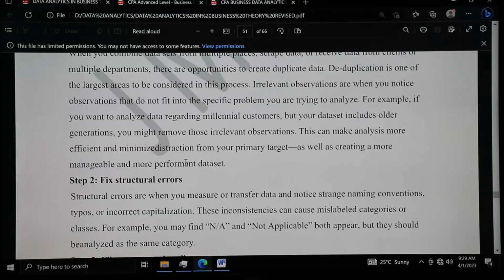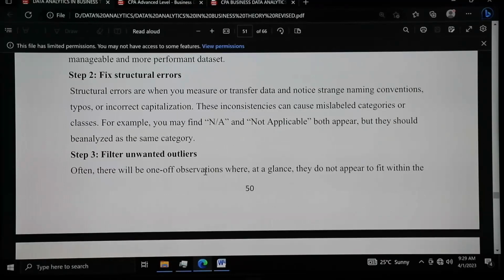Then fixing structural errors, errors that probably were incurred during data entry. Structural errors are when you measure or transfer data and notice strange naming, conventions and typo errors, like those we often get even in Excel. So when you fix such errors, you are still doing data cleaning.